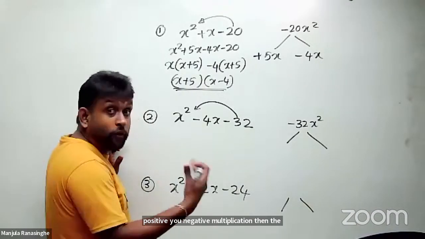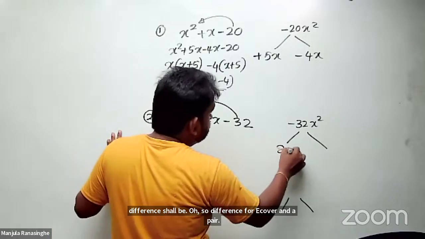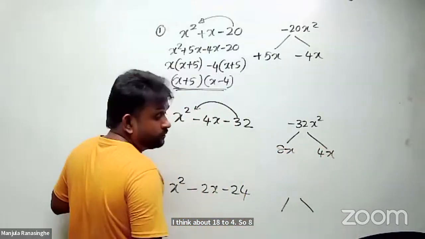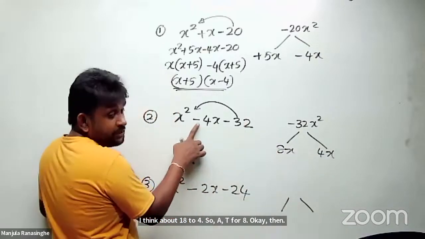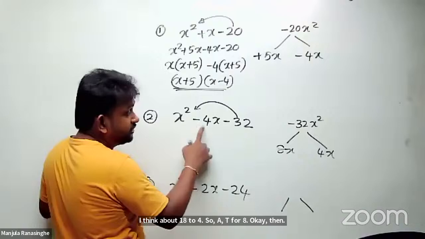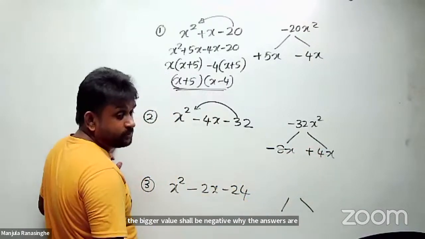So the pair with difference 4 is 8 into 4. So 8x, 4x. Okay. Then here the bigger value shall be negative. Why? Because the sum is negative. So here the bigger value 8 is negative, this is positive. That's the pair.